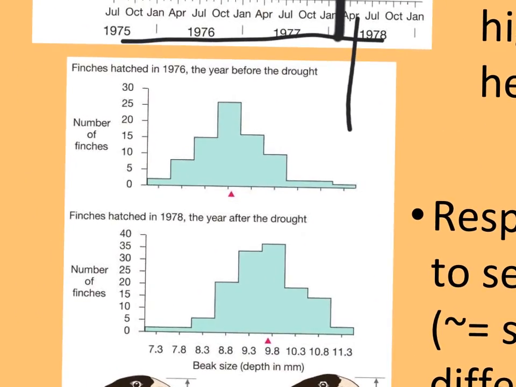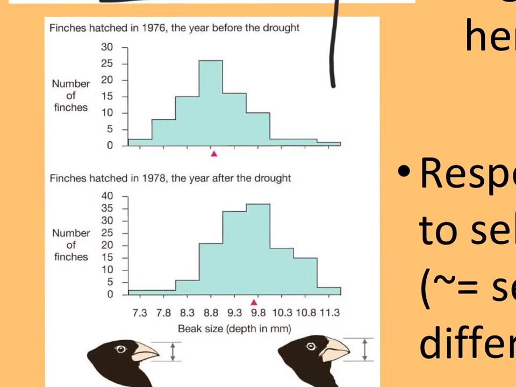So, here we are, the distribution of beak size along the bottom, and the number of finches. And before the drought, the mean was right around, let's see, what was it? About 8. After the drought, where the population went down, the population mean was now about 9.8.